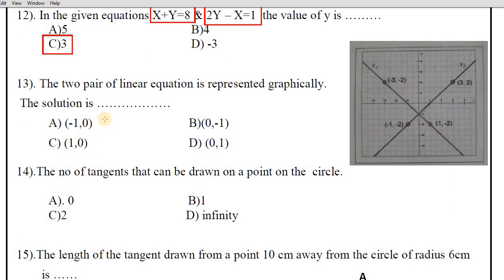Question number 13. The pair of linear equations is represented graphically. The solution is, look at this one, in the given figure. Here both the lines are intersecting. So, this point we can name as (0, minus 1). So, option B is right.